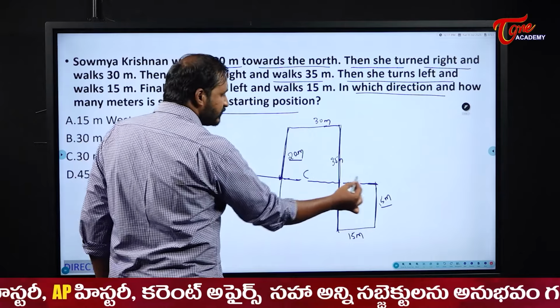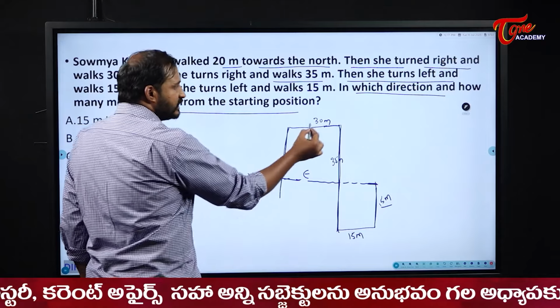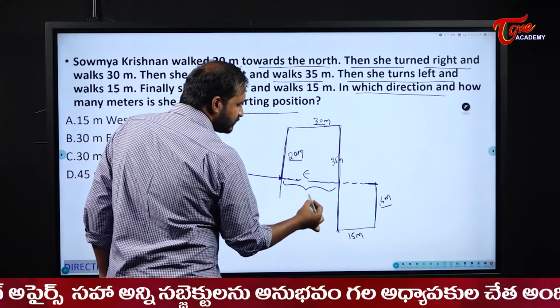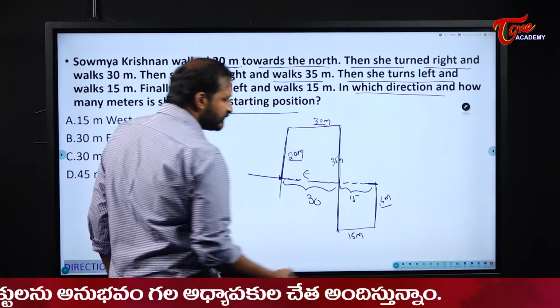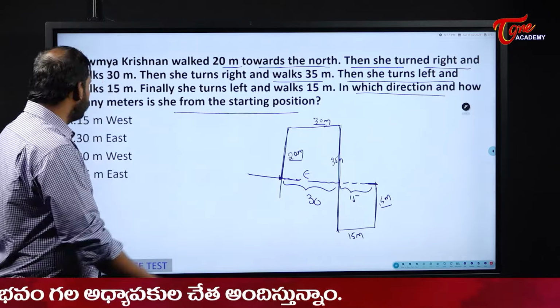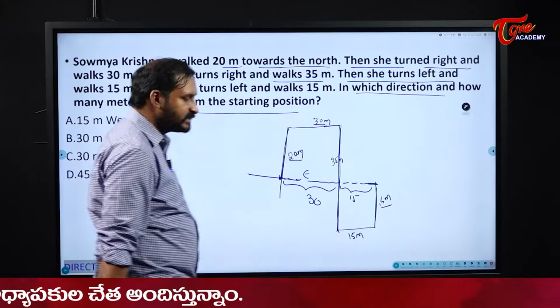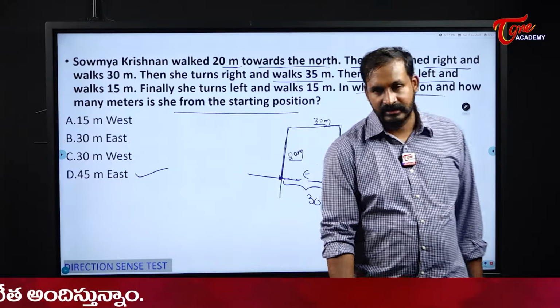And what is the direction, students? East. And what is the distance? This is 30 means this also becomes 30. If this is 15 means what about this one? This also becomes 15. So 30 plus 15 becomes what? 45 meters to east. That will be our answer here.